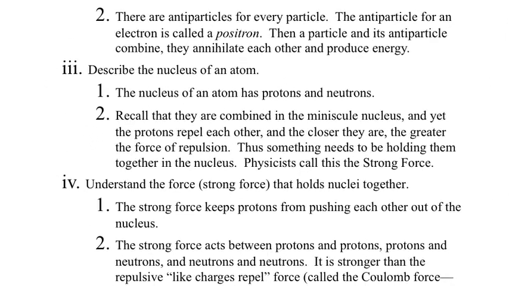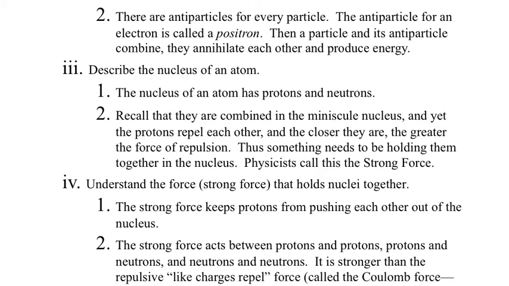There are also antiparticles. So the antiparticle for an electron is called a positron. That's just sort of the opposite particle. It turns out if you take a particle and its antiparticle and combine them, they annihilate each other and become pure energy. And so that's a relevant piece of information. The nucleus of an atom just has protons and neutrons. That's all that's inside it.